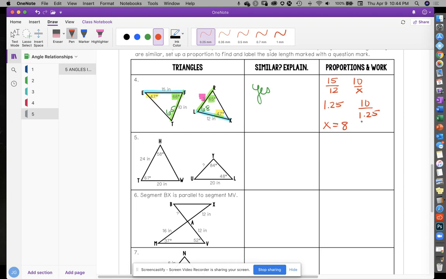All right, so I'm going to let you guys try 5, 6, and 7. And again, you do not need to do the summary.